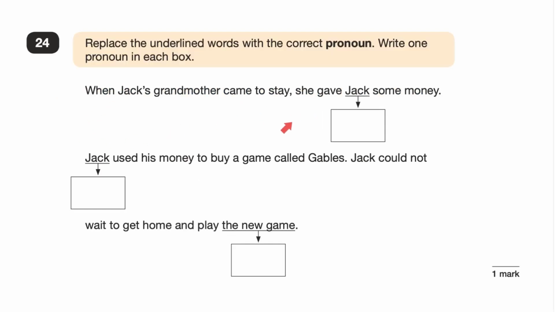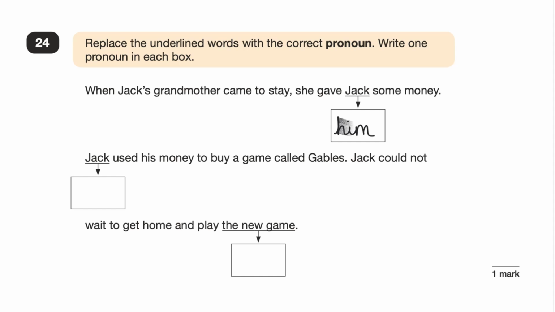Once again, a similar sort of question, and again we've got this example at the bottom that we'll come to. So replace the underlined words with the correct pronoun. And notice, even though there's 3 words here, what this box is wanting is 1 word, a pronoun. Right, 1 pronoun in each box. So when Jack's grandmother came to stay, she gave Jack some money. So relatively straightforward. Hopefully we can see she gave him some money. So we would write him in there.